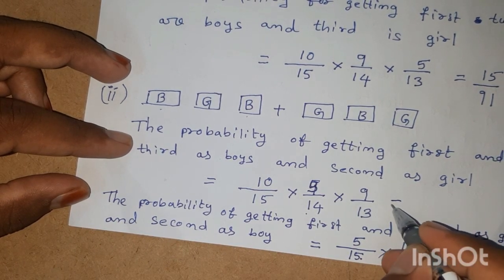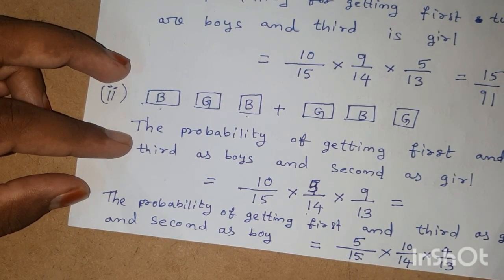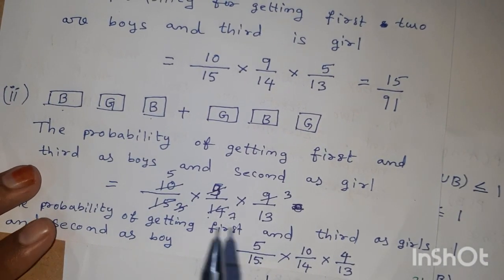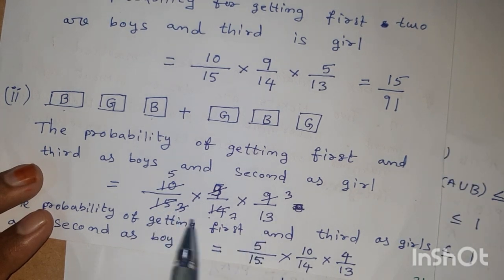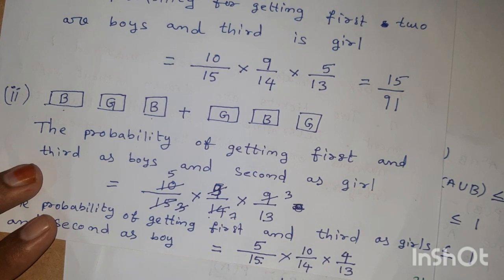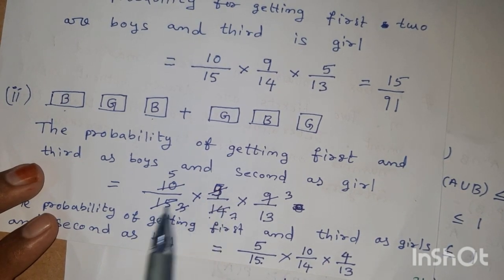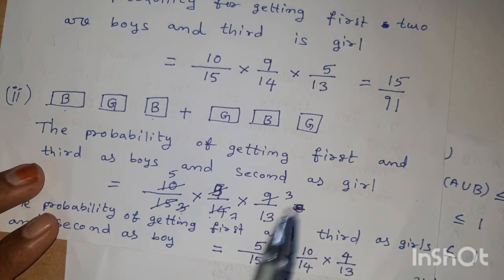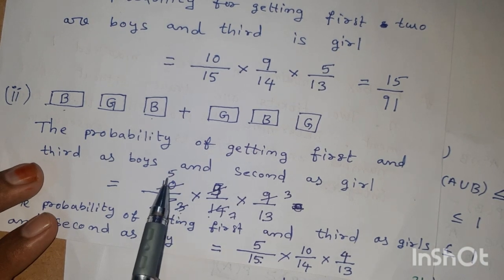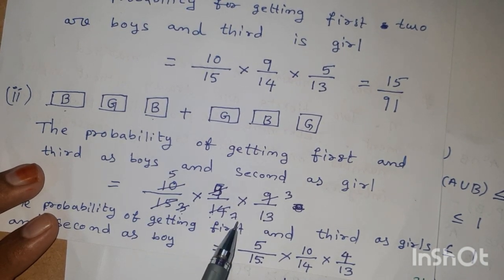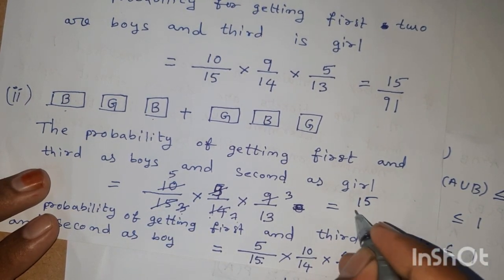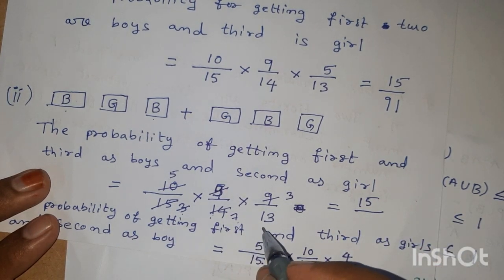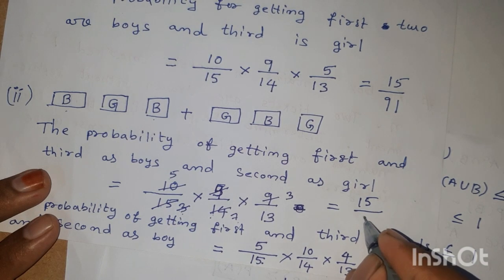Its value is, 5 cancelled 3 times in 15, 3 in 9 cancelled 3 times, and 2 in 10 five times, in 14 seven times. Total 5 into 3, 15 by 7 into 13, 91.